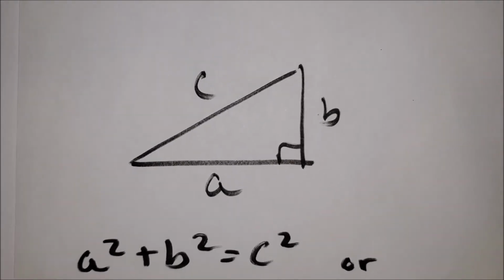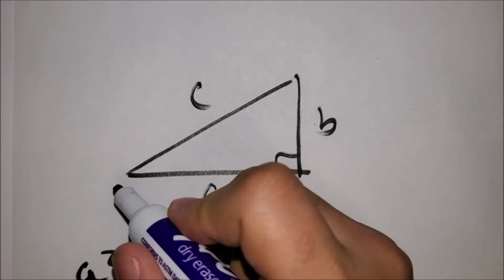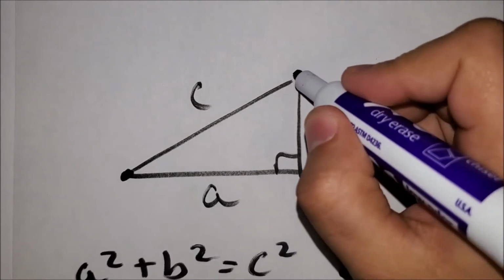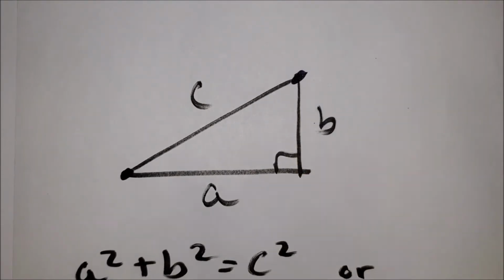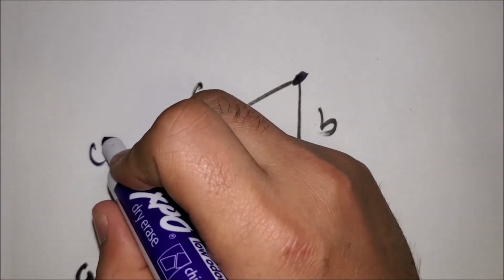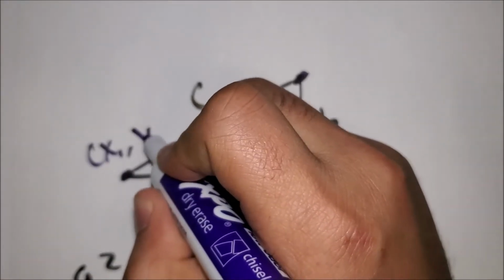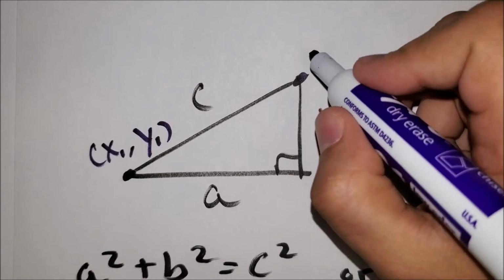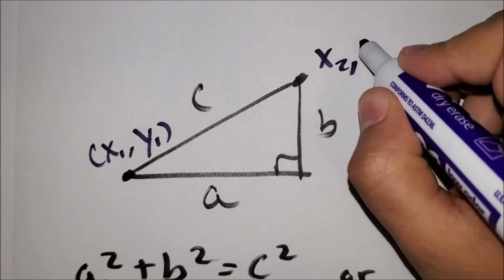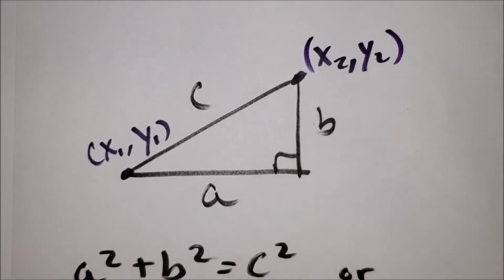Now the distance formula comes off of this idea by setting our 2 points at the two ends of the hypotenuse. This would be some point (x1, y1), and this would be another point (x2, y2). Let's talk a little bit about these distances for a and b.